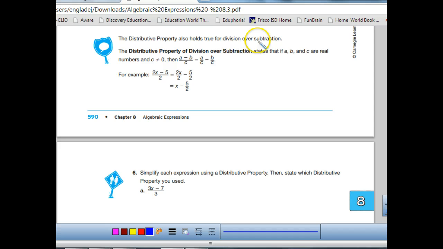The distributive property also holds true for division over subtraction. The distributive property of division over subtraction says that for any numbers a minus b over c, we can take a and divide by c, and then subtract b over c. So, for example, if I had 2x minus 5 and I wanted to divide that by 2, I would take each term and divide by 2. 2x divided by 2 minus 5 divided by 2. Well, if I have 2 x's and I divide them into 2 groups, do you agree that I'm going to get an x minus 5 over 2? So it just simplifies to x minus 5 halves.